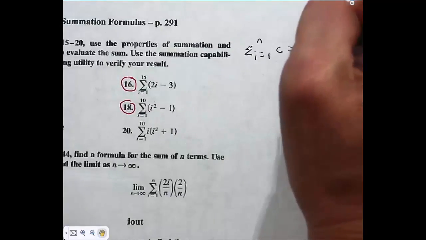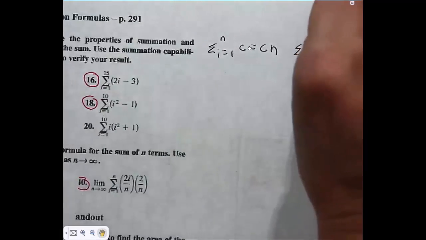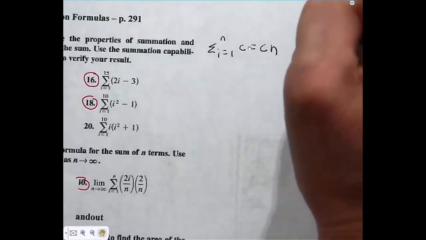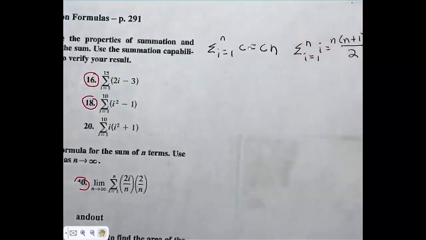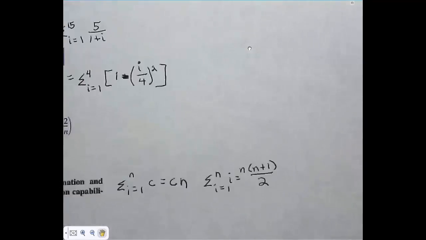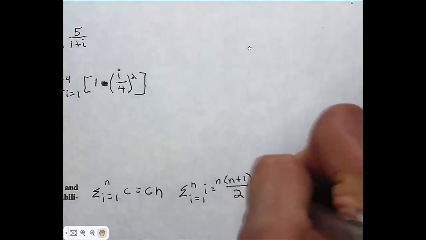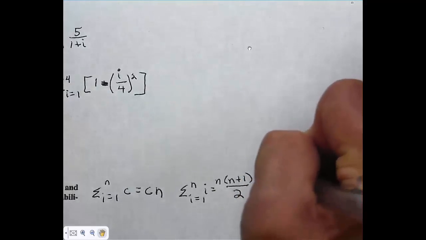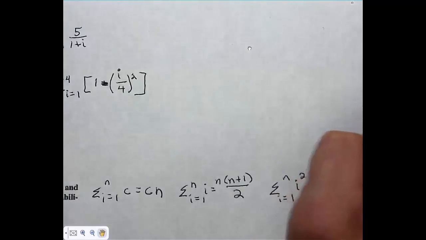And the sum from i equals 1 to n of i is n times n plus 1 over 2. And then the sum of the first few perfect squares, from i equals 1 to n of i squared, is n times n plus 1 times 2n plus 1 divided by 6.